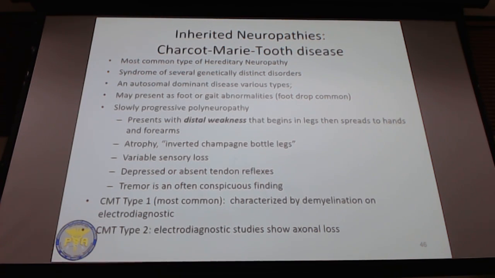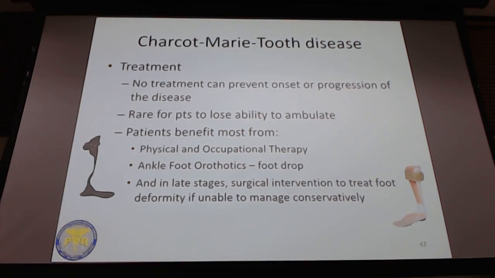All right, depressed or absent DTRs, right? That's why we do them. So we check the patella, Achilles reflex. Treatment: no treatment is going to slow this. It's rare for patients to lose the ability to ambulate, and they're going to benefit from PT, OT, orthotics. So you're going to refer them out to physical therapy, occupational therapy, and also to the brace shop if we're not going to have those specific types of braces.